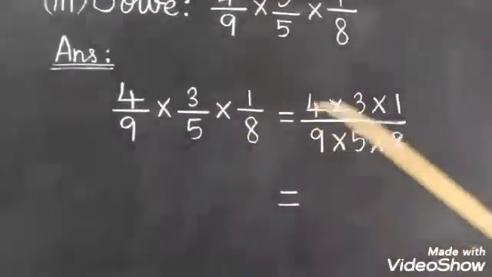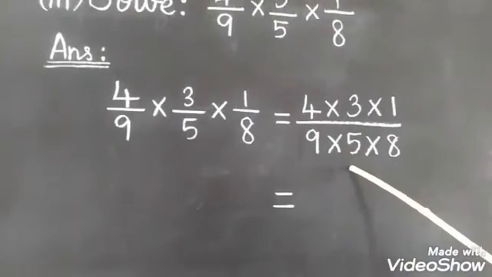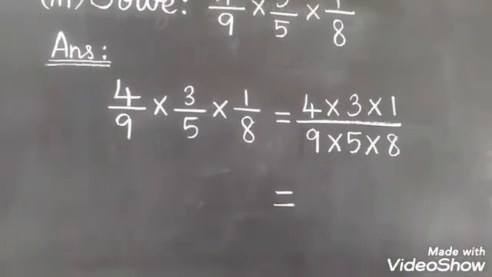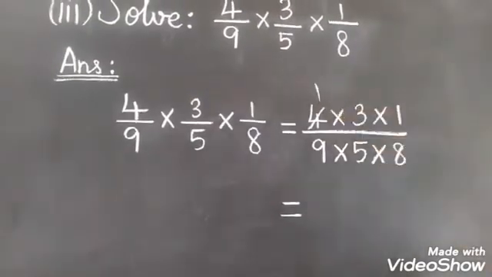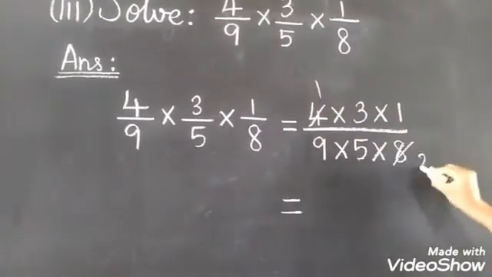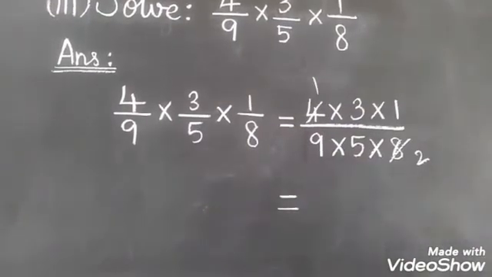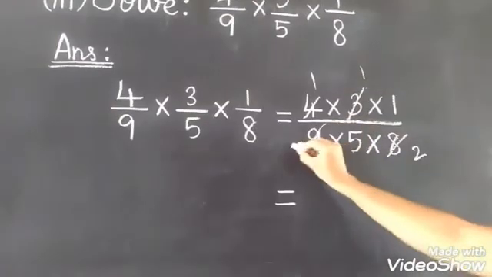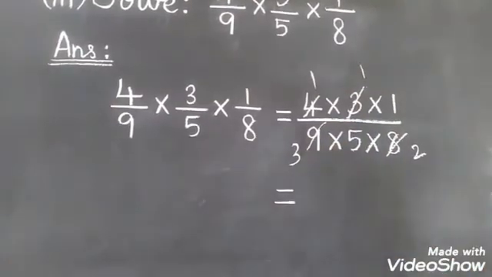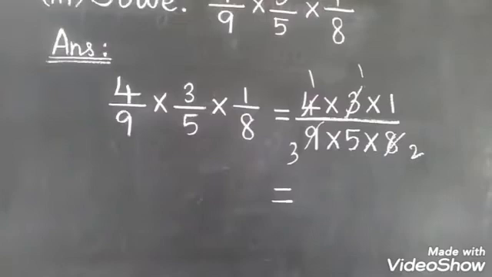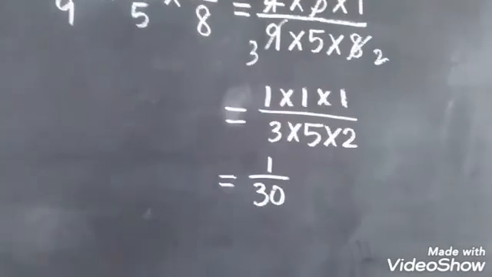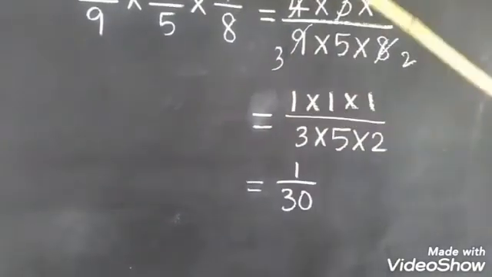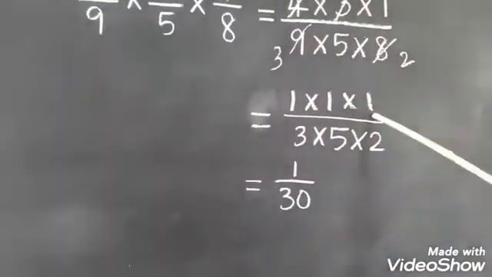Now we have to cancel this. First we can cancel by 4 table. 1 4 is 4. Then 2 4s are 8. Here 1 3 is 3. 3 3s are 9. Now we have to multiply this. See here, we get 1 into 1 in numerator, and in denominator 3 into 5 into 2.